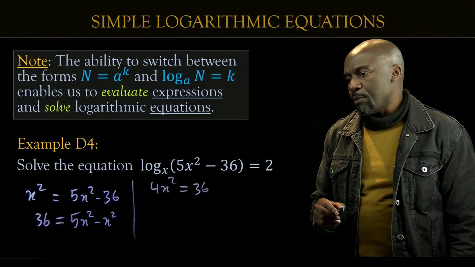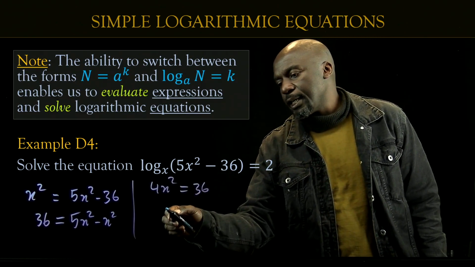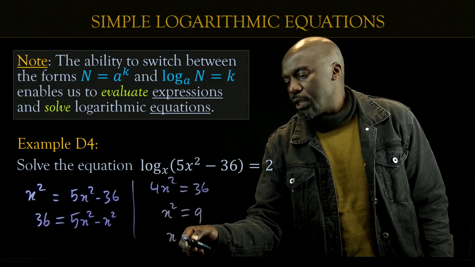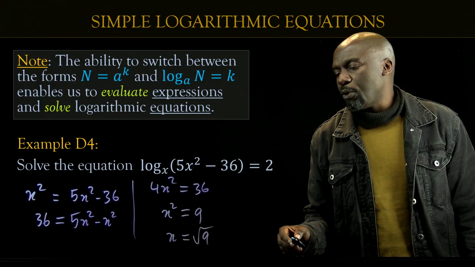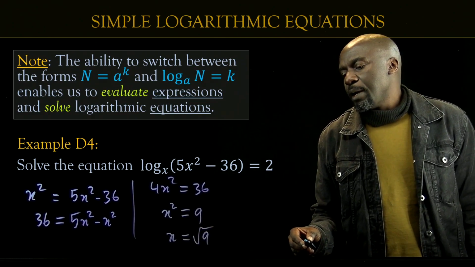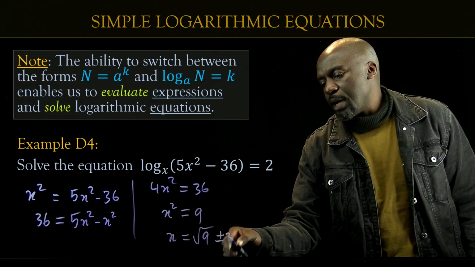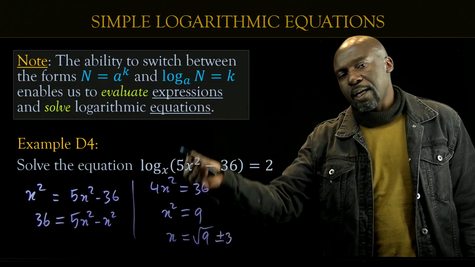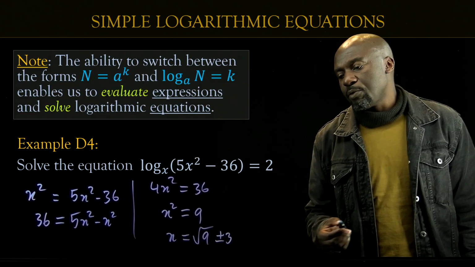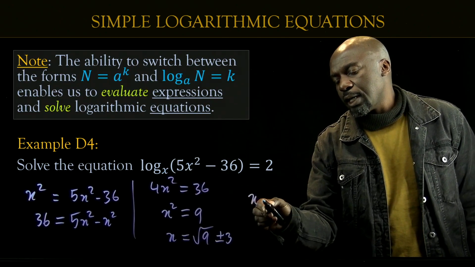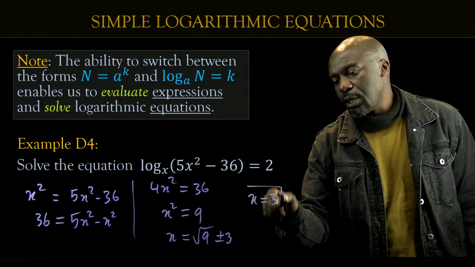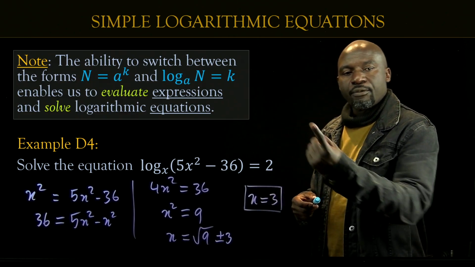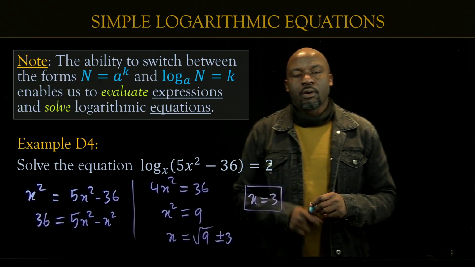I can divide that by 4 on both sides and I get x squared is 9. So x has to be the square root of 9, which is positive or negative 3. So I'll write here positive and minus 3. But by rule, we know that the x there, the x which is the base, cannot be negative. So we conclude that x has to be positive 3. Like that, and that is the value we have solved for that particular logarithmic equation.